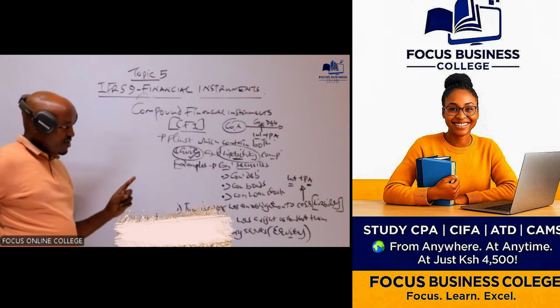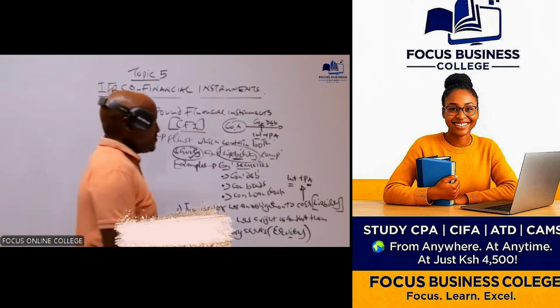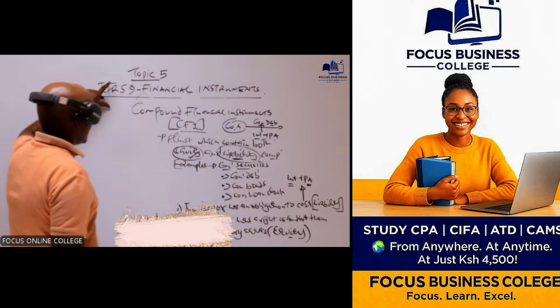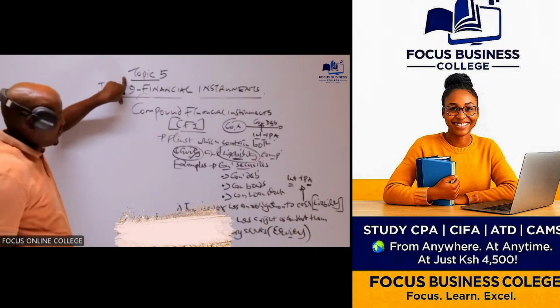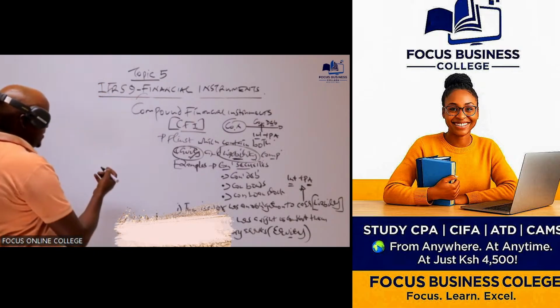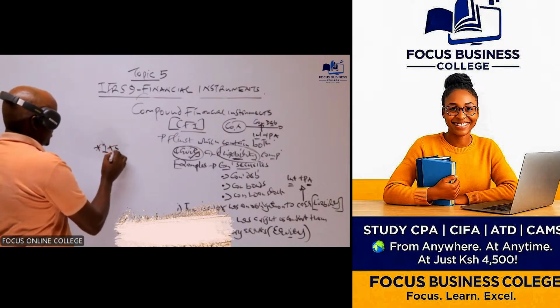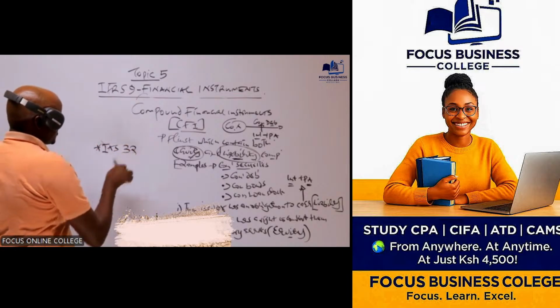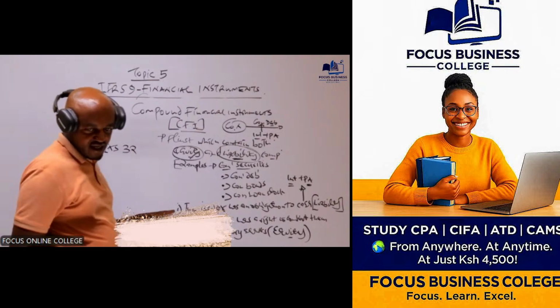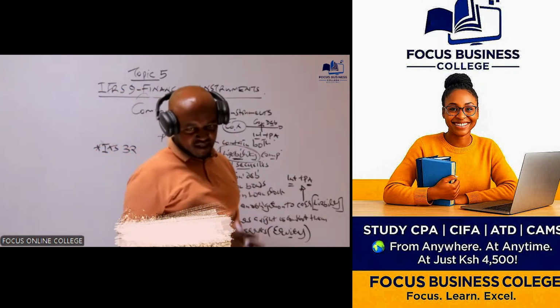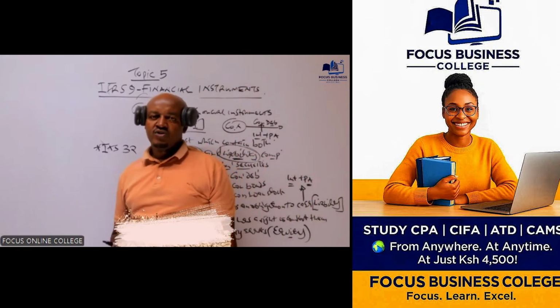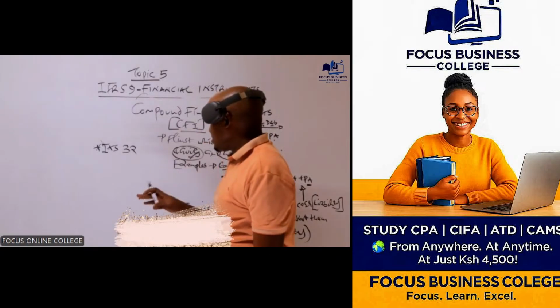Now, this compound financial instrument should be accounted for in accordance with a different standard, not IFRS 9, but International Accounting Standard number 32. This standard, IAS 32, requires that anytime a company has issued a compound financial instrument, the company should split these two components.